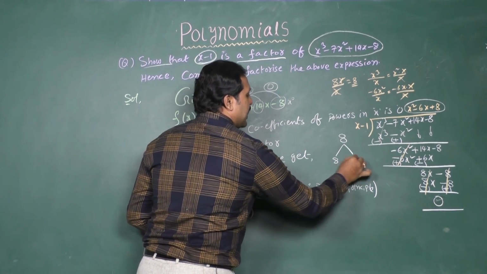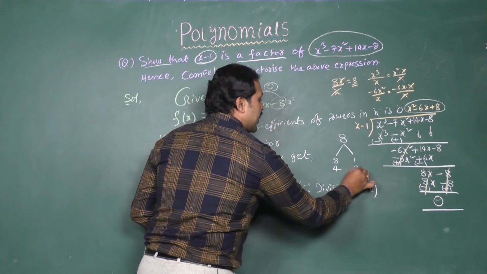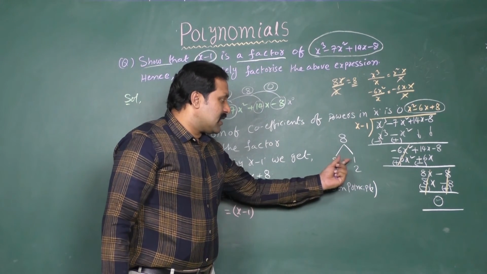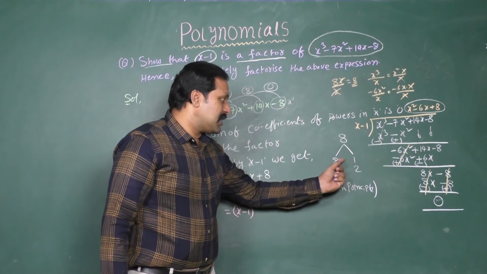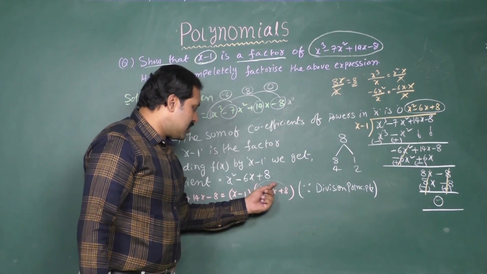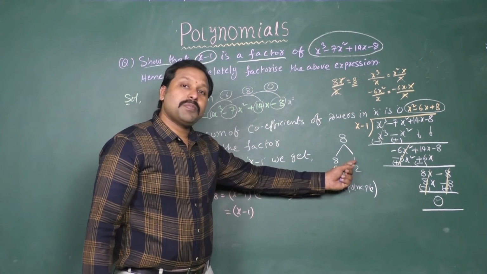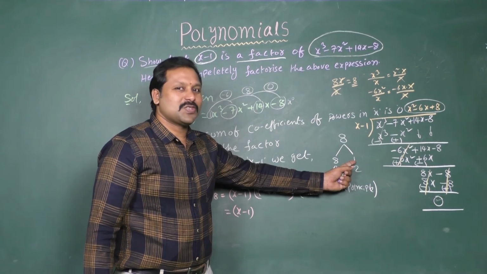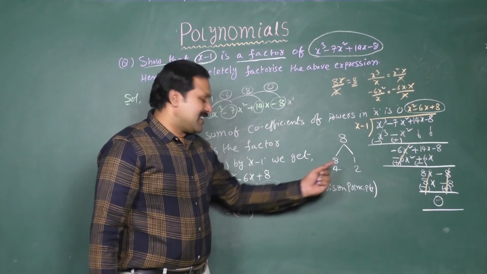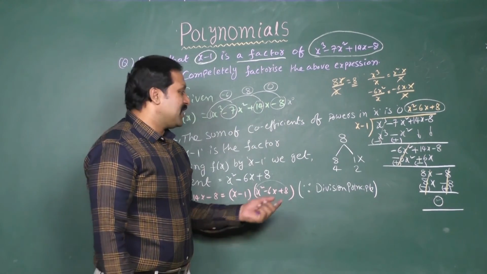This can be written as 8 ones are 8. Otherwise, 4 twos are 8. Now coming to their sum or subtraction. 8 plus 1 gives 9. That must be equal to the middle term. But the middle term here is minus 6. 8 plus 1 is 9, not suitable. 8 minus 1 is 7, that is also not suitable. So the first one we didn't get.